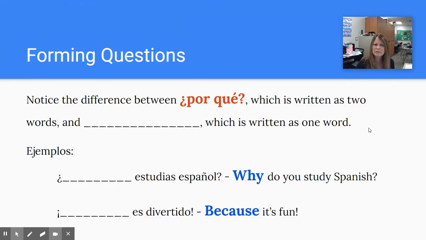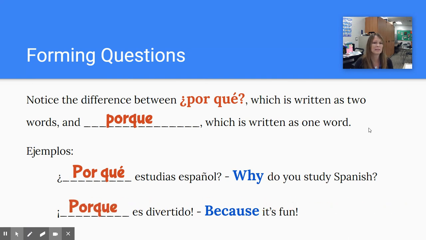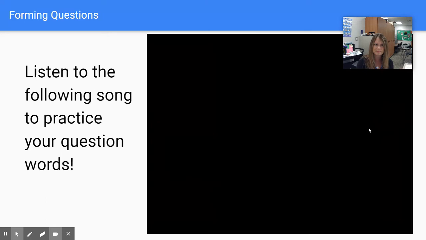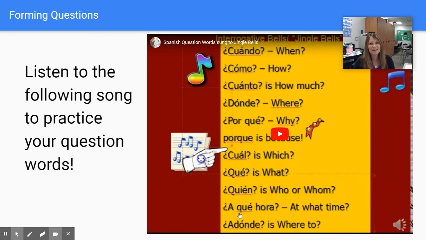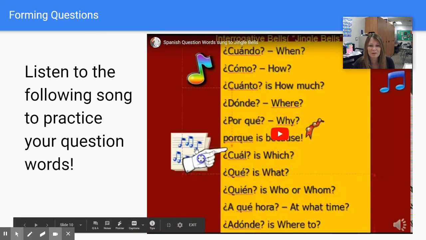So notice also there's a difference between por qué, written as two different words, and porque, which is written as one word. Por qué, written as two words, means why, but porque means because. Okay, so ¿por qué estudias español? means why do you study Spanish? And if you say porque es divertido, written together as one word without the accent, that means because. So finally, there's a little song you can listen to, and I'll just play it.